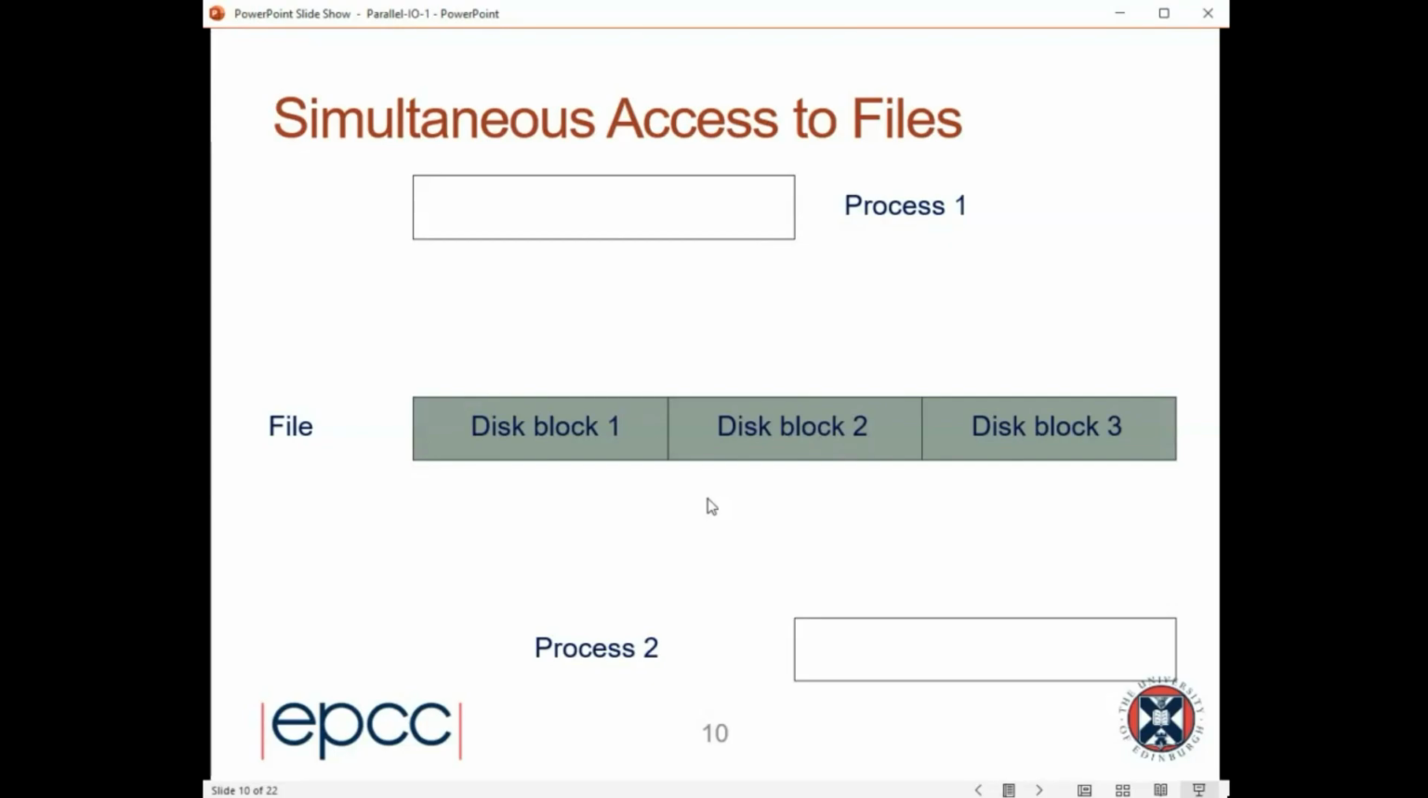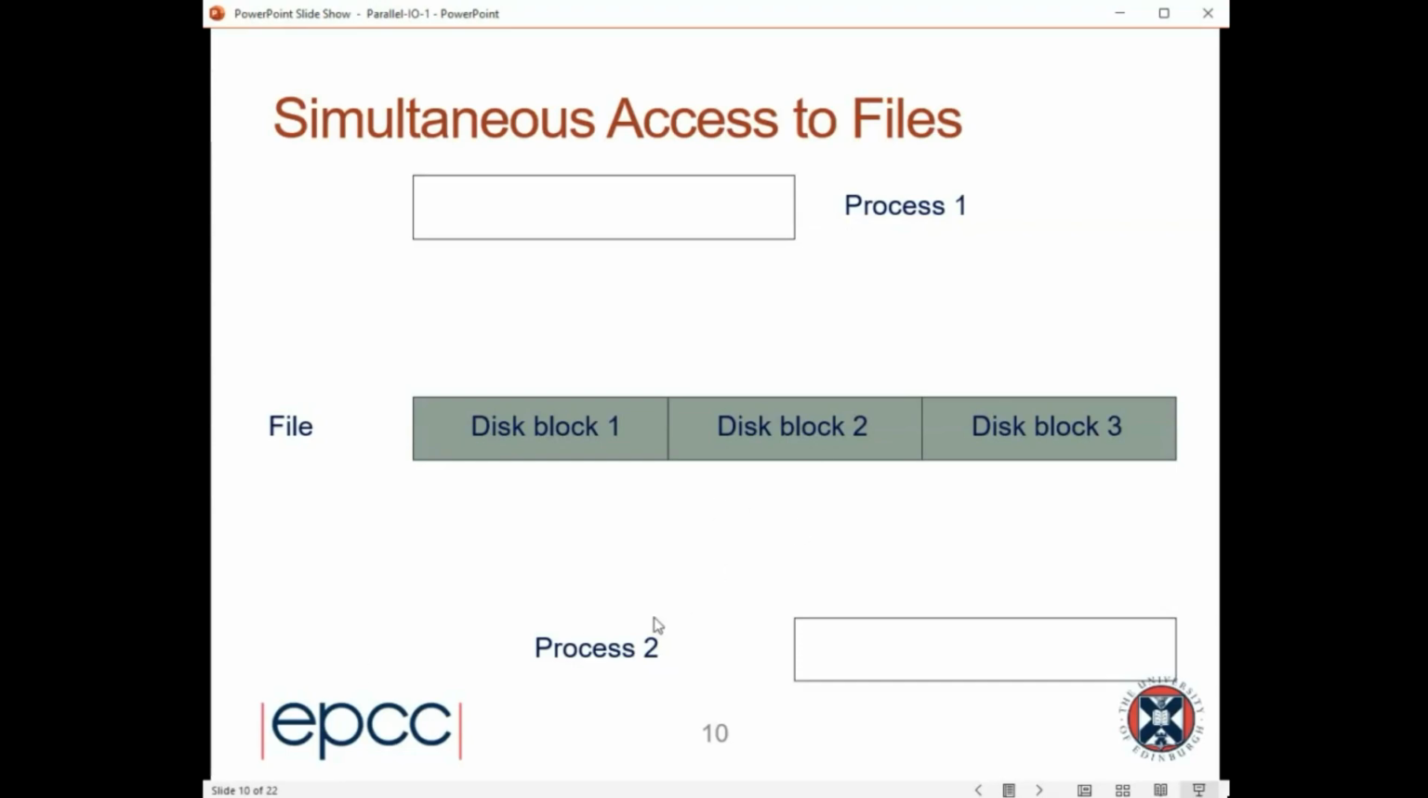So let's imagine that the file occupies 3 disk blocks. A disk block is the minimum. When you read a file, even if you read 1 byte, the minimum transaction you can make is 1 disk block. Okay, and it's just like caching in a memory system, but there are issues with it. And typically this might be 4 kilobytes.